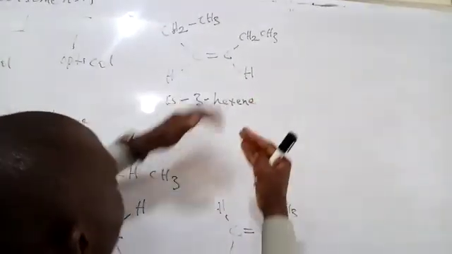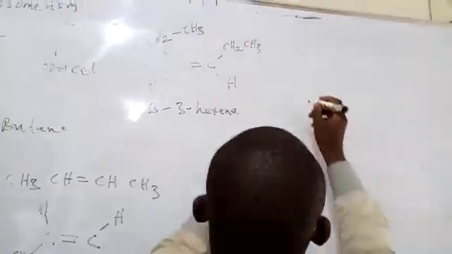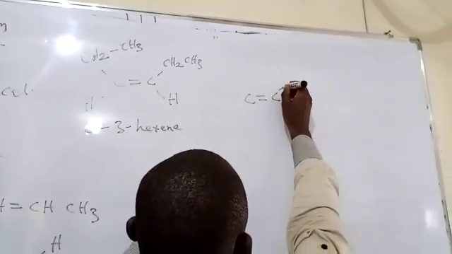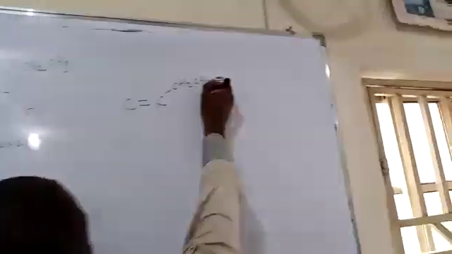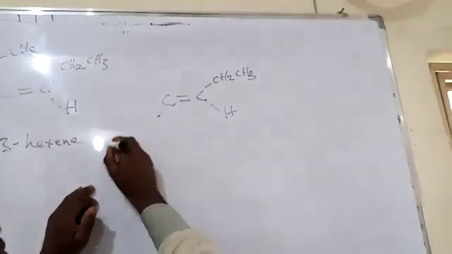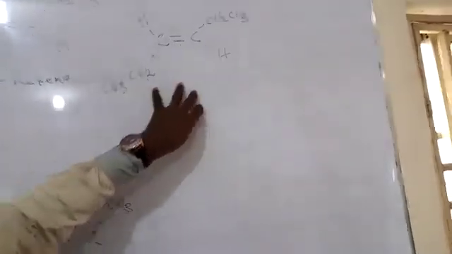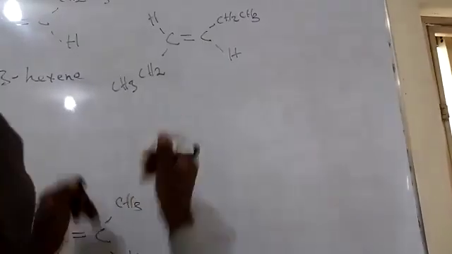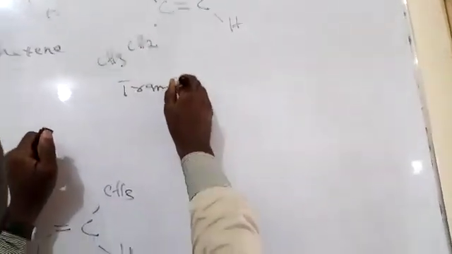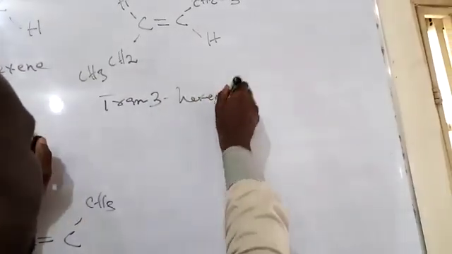Now, if you alternate it, bring one down and the other the other way around, you will have carbon double bond carbon, then CH2CH3 and H, and here CH3CH2 and H. Now you have alternated. The higher components are no more on the same side, but on opposite sides of the carbons bearing the double bond. So we say this type of isomer is trans. We call this trans-3-hexene. So that is how you name the isomers.